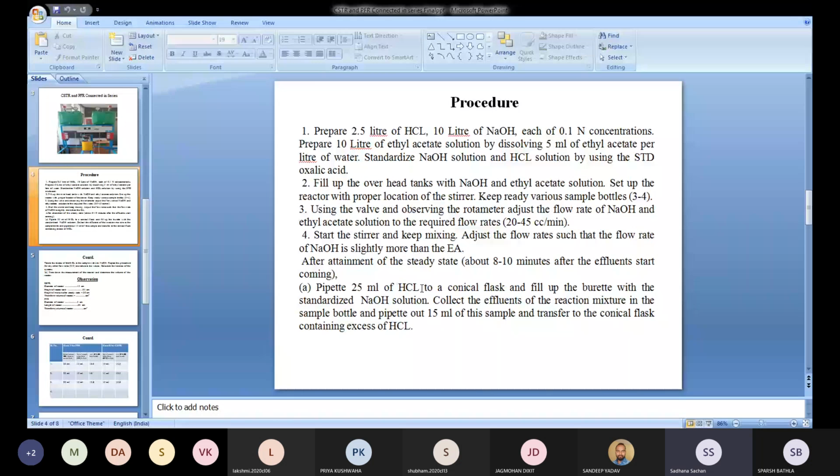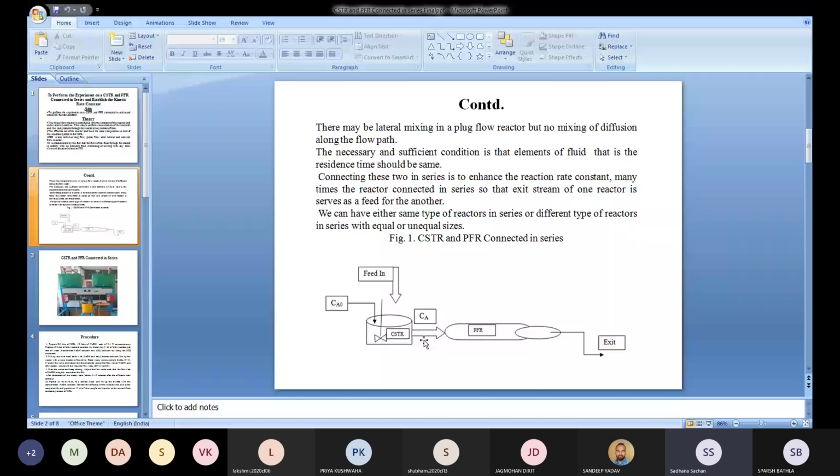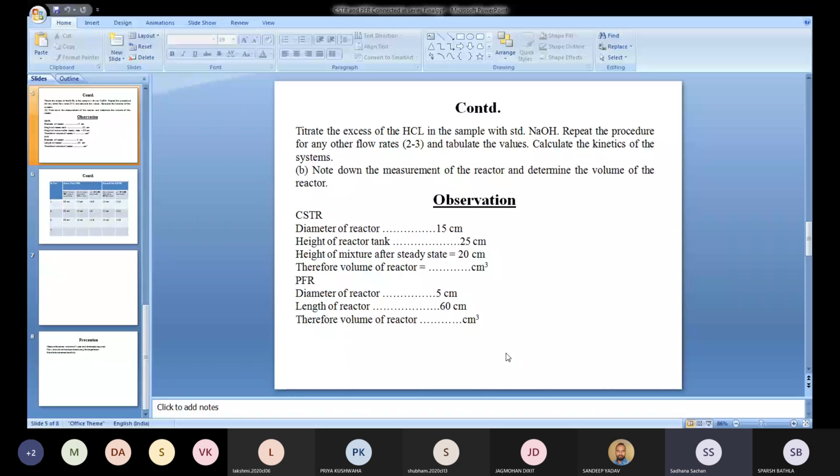This procedure we follow at the exit from the CSTR, where we can take a sample, and we can also take a sample from the exit of the PFR. So this is the procedure, and then we do the titration and repeat the procedure.